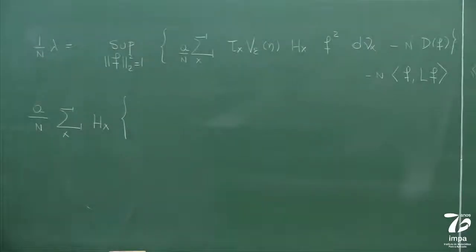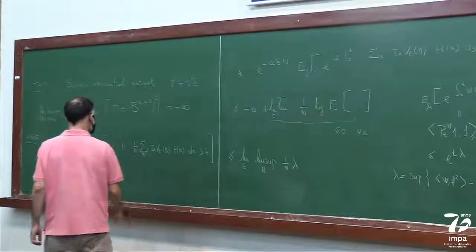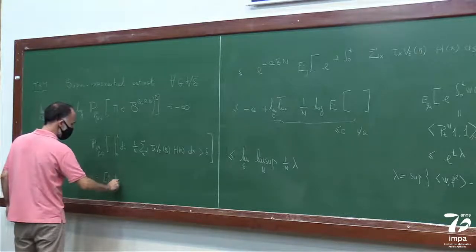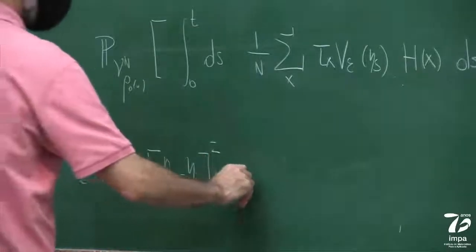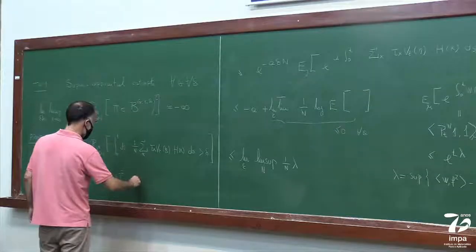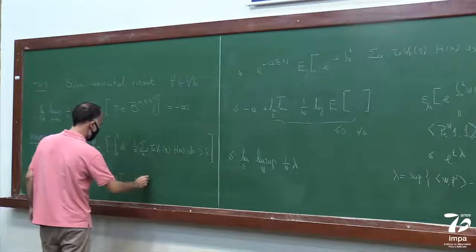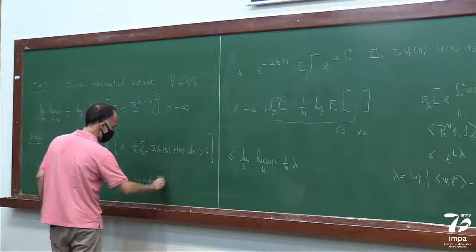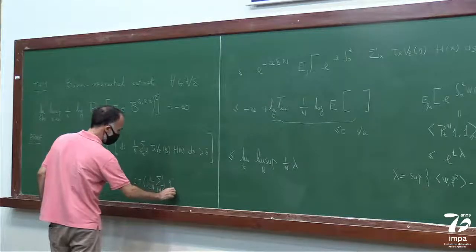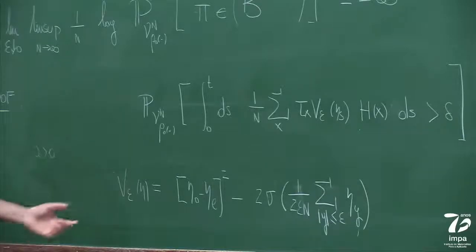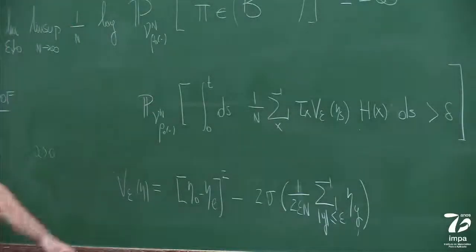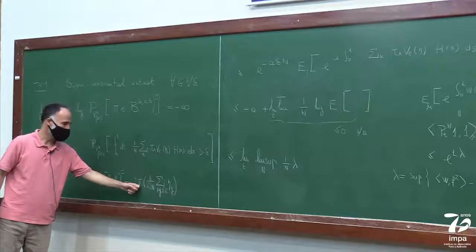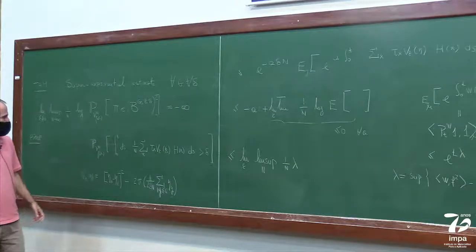Now let me recall what is V. Okay, V I erased, but V epsilon of eta was eta 0 minus eta e square minus 2 times sigma of the average. So let me write it in this way. So remember that the expectation of this function was equal to 2 times h1 minus h, and sigma of alpha is alpha 1 minus alpha.